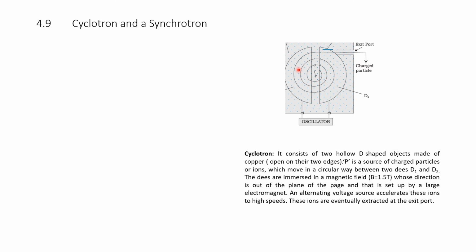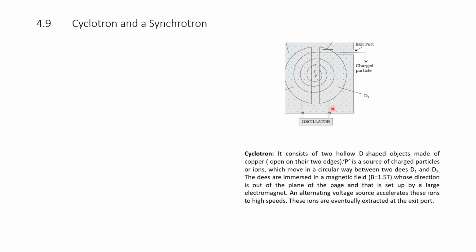These charged ions move between the D-shaped objects, called Ds, in a circular path. The Ds are immersed in a magnetic field, B equal to 1.5 Tesla, whose direction is out of the plane of the paper. See the dots here, it is out of the paper. This magnetic field is set up by a large electromagnet.